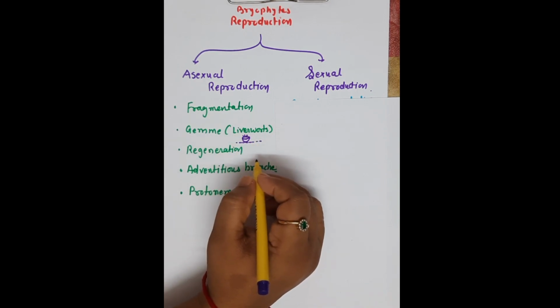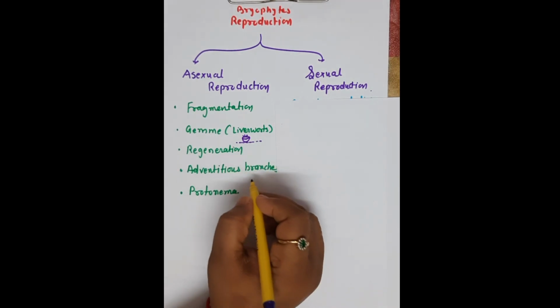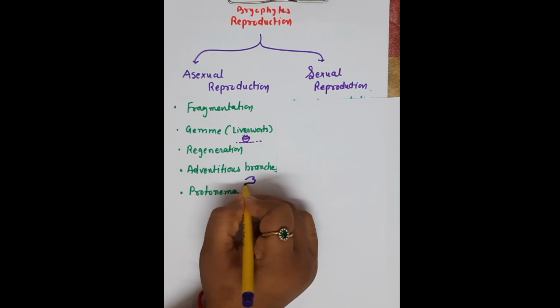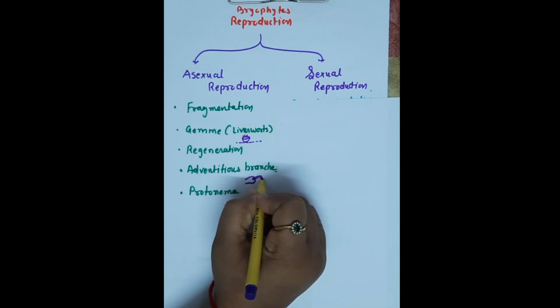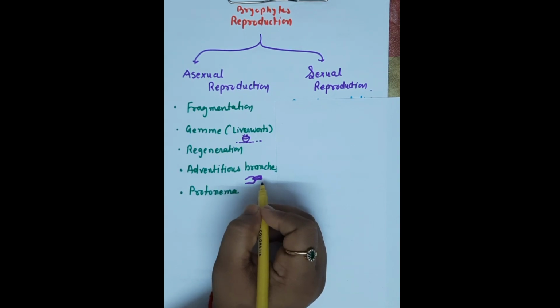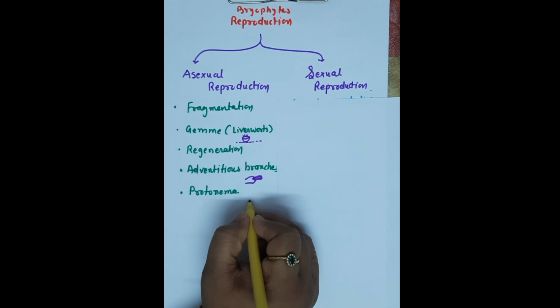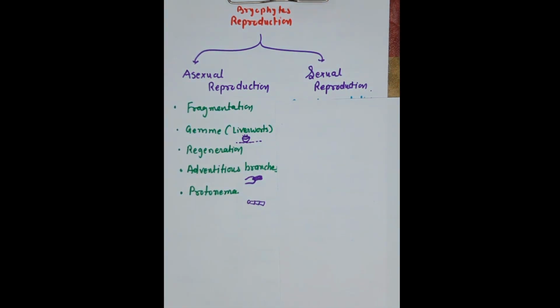Then regeneration: the separated part forms a new plant, and that is known as regeneration. In some plants like Riccia, adventitious branches arise, and when they separate from the parent they form a new one. And protonema: from a spore, a creeping part arises, the cell divides and forms the protonema. So these are some basic common methods of asexual reproduction.